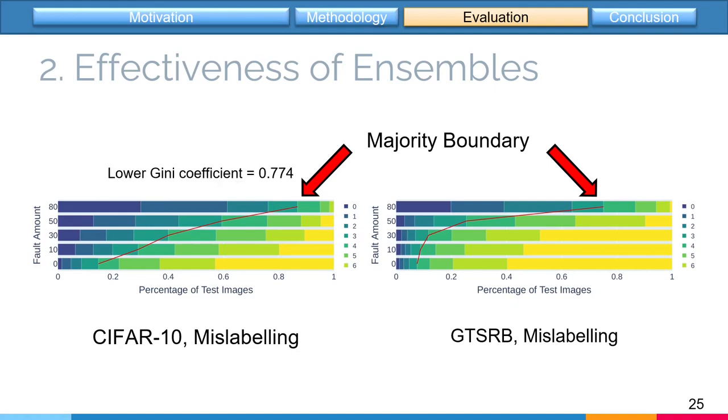CIFAR-10 has a Gini coefficient of 0.774, which is lower than GTSRB, which has a Gini coefficient of 0.894. This means that the use of an ensemble for CIFAR-10 has a much higher impact on resilience than for GTSRB.